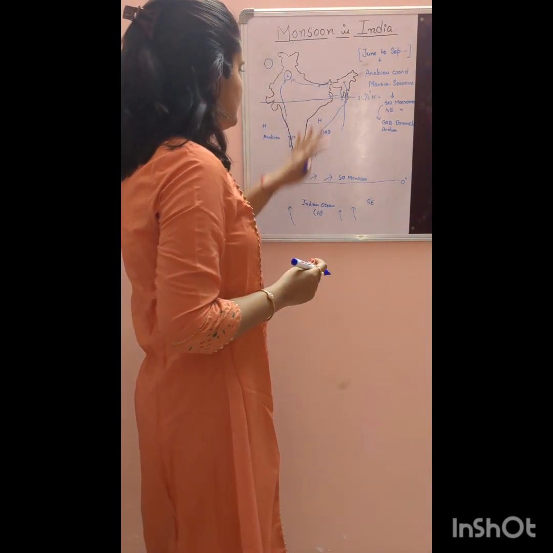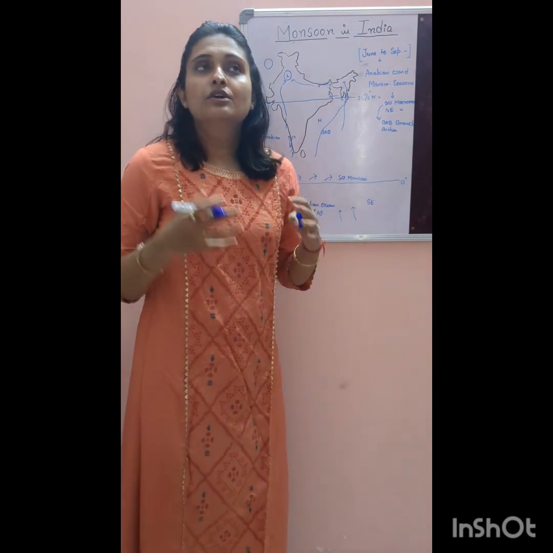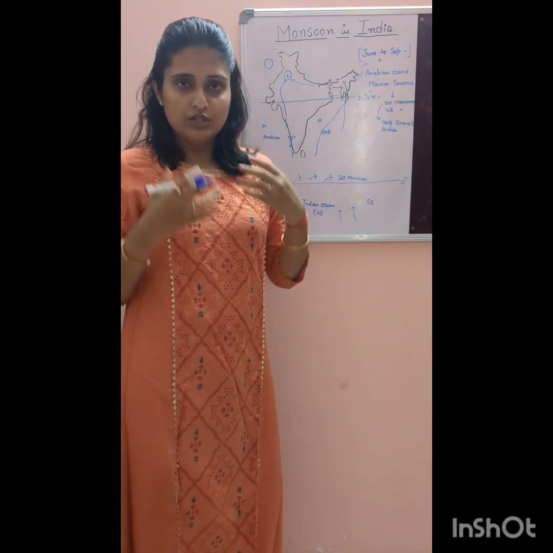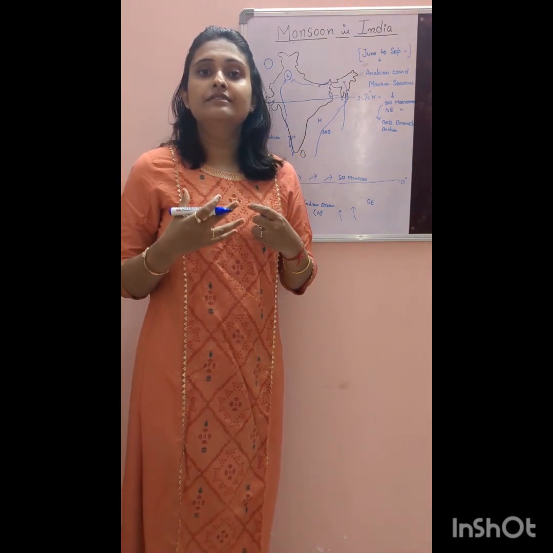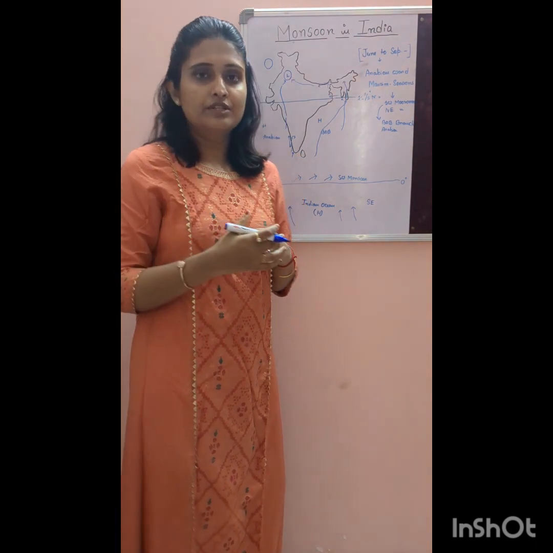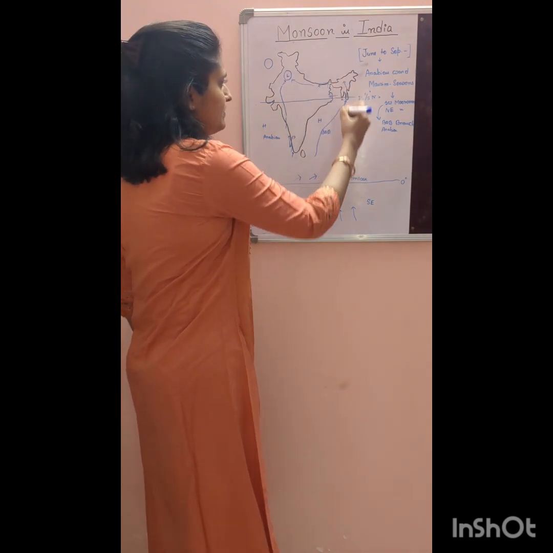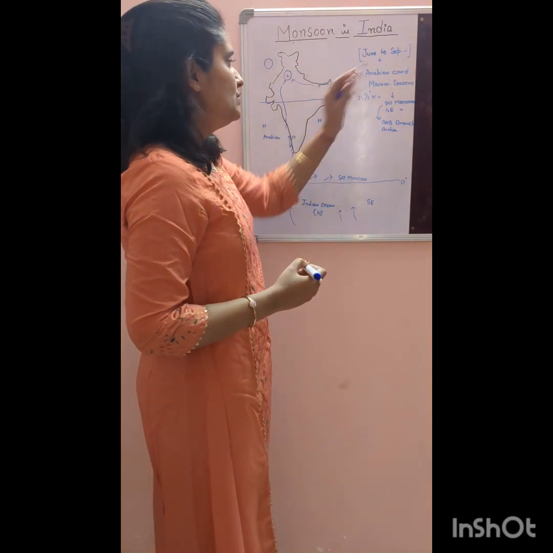So similar situations we are observing from the first week of June. The southern part of India experiences severe rainfall from the first week of June, and the whole situation is mainly observed between June and September.